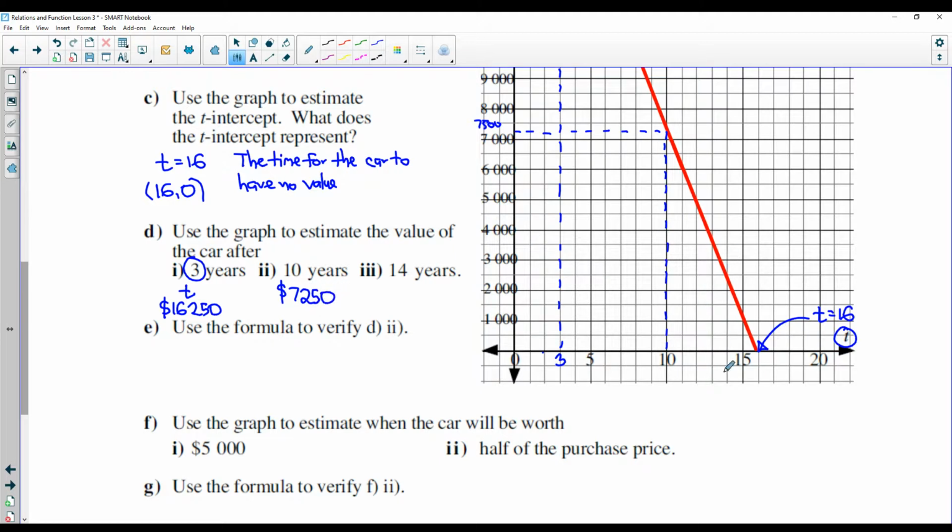And how about 14 years? So 14 would be right here. If we go up to the graph, it looks like it pretty much hits that grid line intersection here. So let's go across now, and I'd say it hits at about 2,500.